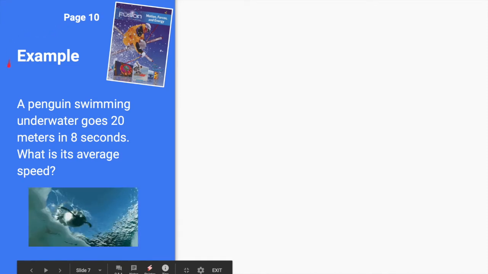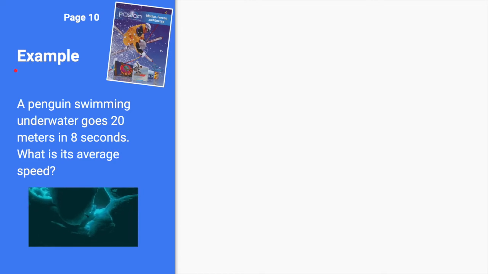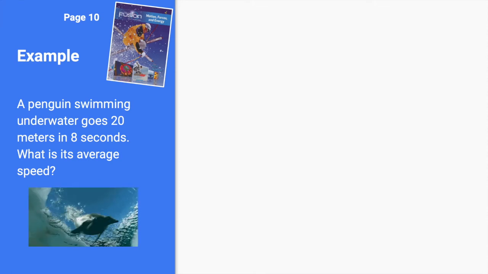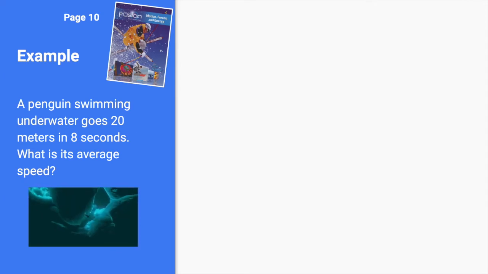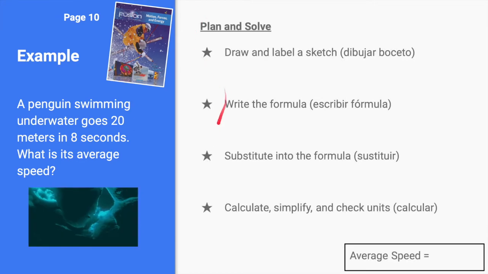Actually, go ahead and close that textbook because I don't want you to see the answers just yet because I think you'll get this. Now our example problem, and you might need some paper to help write this down. Our example problem says, a penguin swimming underwater goes 20 meters in 8 seconds. What is its average speed? So we're probably going to need our equation for average speed, but we'll also want to take a look at a few more things. So here are our steps.